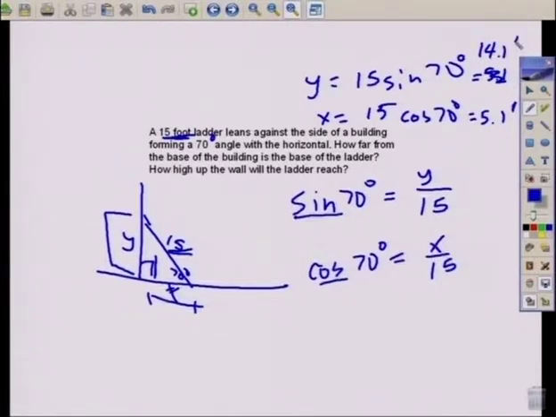So always be sure that you're answering the question that is being asked. In this particular problem, they were asking for this distance and this distance. So I can go back and label these 14.1 feet and 5.1 feet.